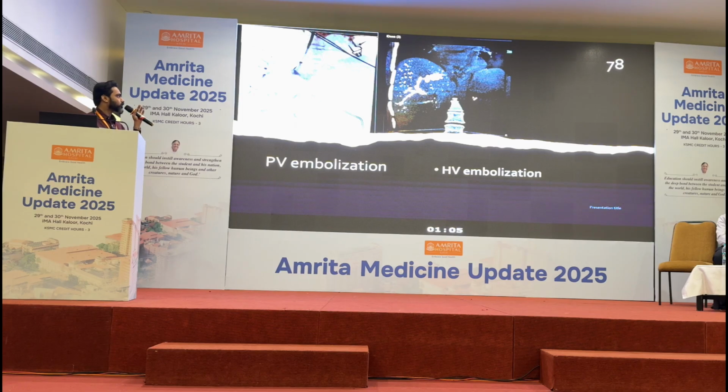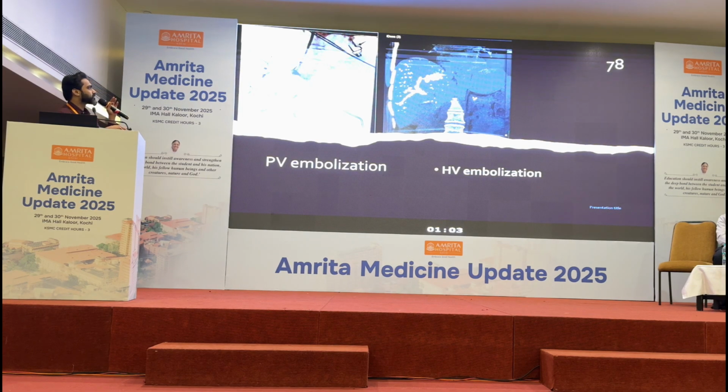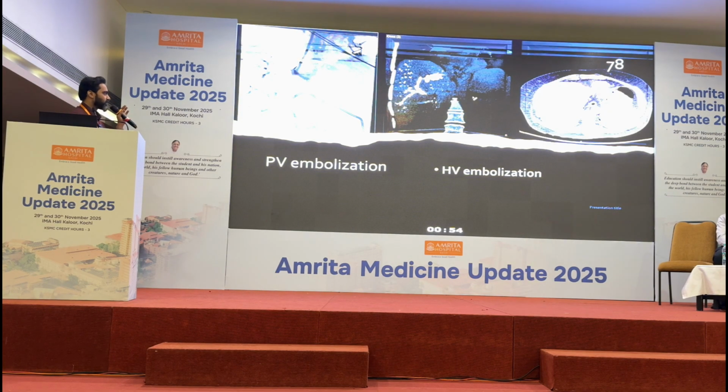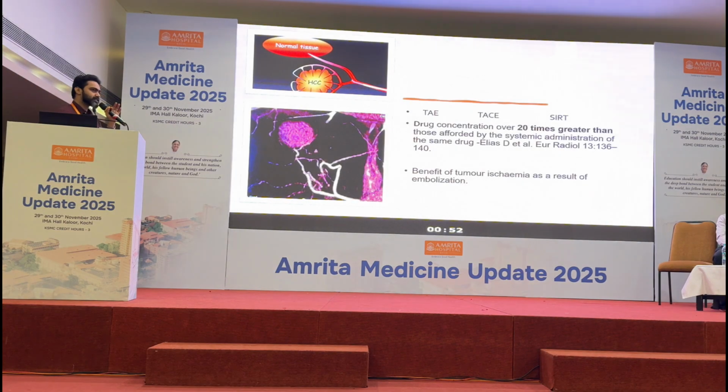And what do we intend to do? We intend to see hypertrophy of the left lobe and eventual atrophy of the right lobe. So within 2 weeks, there was good hypertrophy, and this patient was taken up for surgery. She is doing well even now.